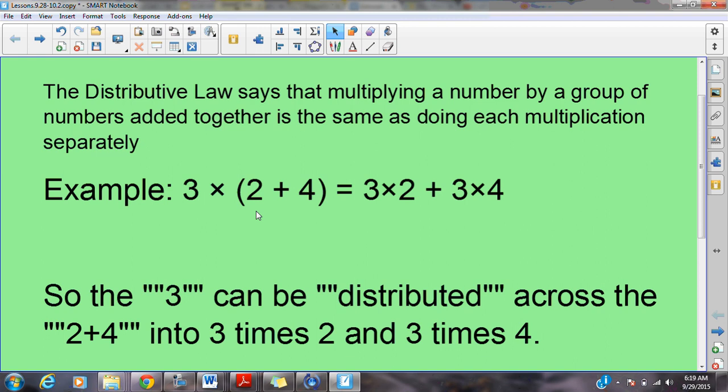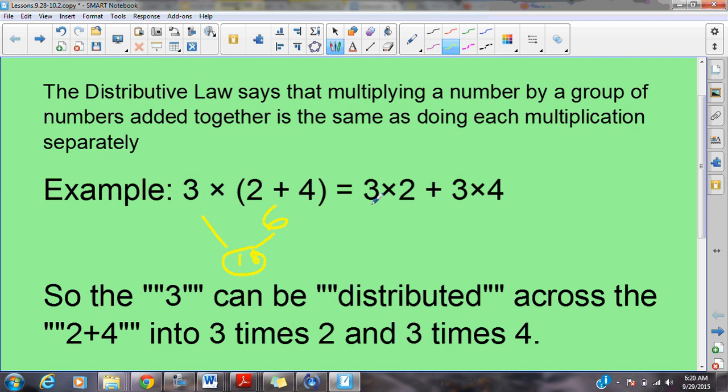Now, in the order of operations, we know that if you had a problem like this, you would do 2 plus 4 first, because parentheses is one of the first things you do. We talked about it a little bit in class. So if I did that, 2 plus 4 becomes 6. And when I multiply 3 times 6 all together, I get 18.